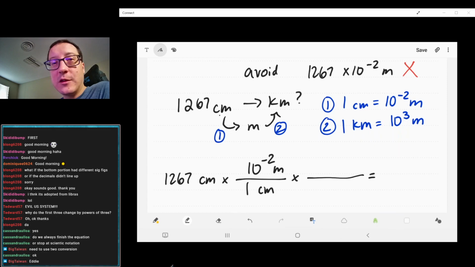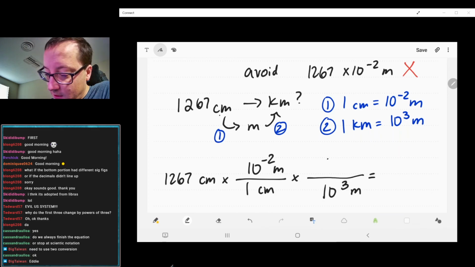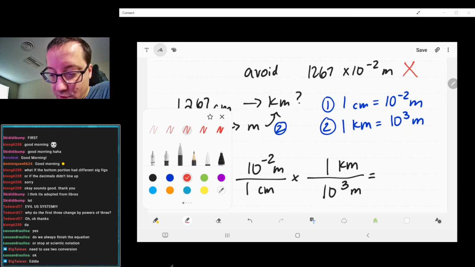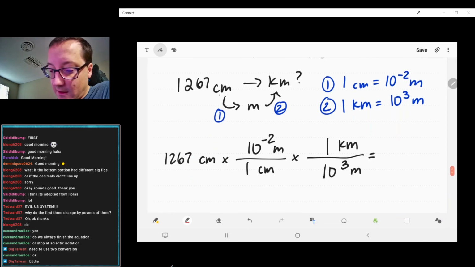All right, hopefully so far so good. With the next one, you can see that we now have meters in the numerator that we need to get rid of, because we don't want actual meters in our answer. We only want kilometers. That's what the problem is asking us to do. So we're going to want to put the meters portion of that equality in the denominator and the kilometer portion in the numerator. And we should always double check that our units are going to cancel out. Indeed, centimeters cancels, meters cancels, we're left with kilometers.